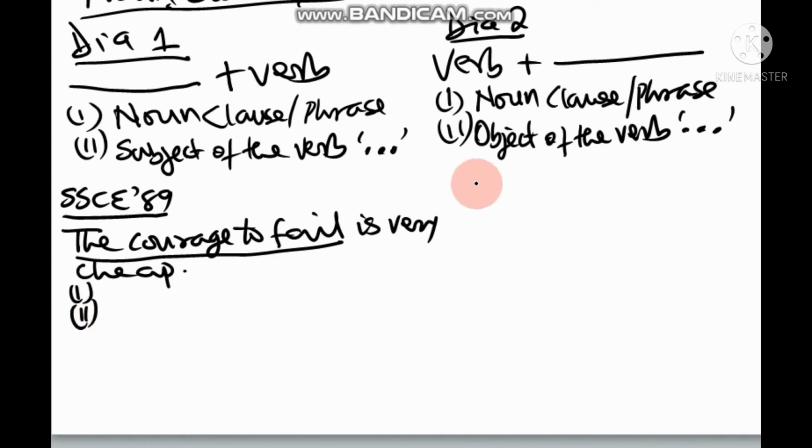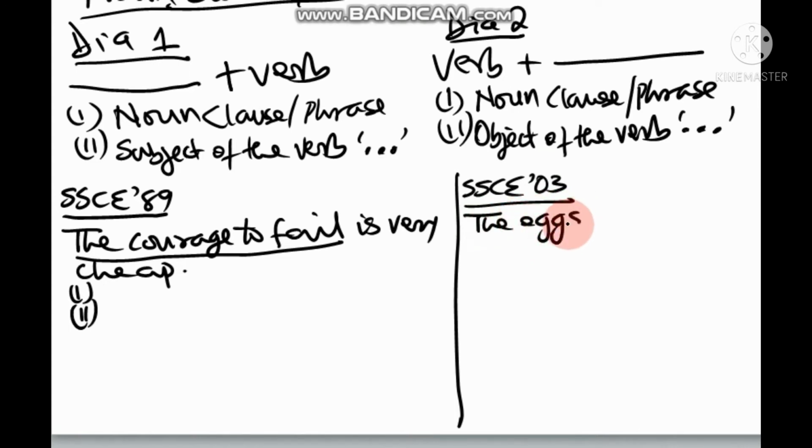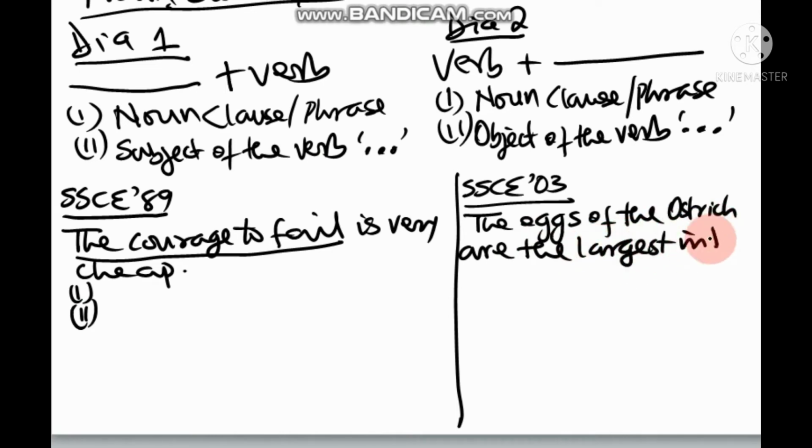Let's see SSCE 2003. It says, the eggs of the ostrich are the largest in the world. They underlined the eggs of the ostrich. They asked us what is the grammatical name and what is the function.